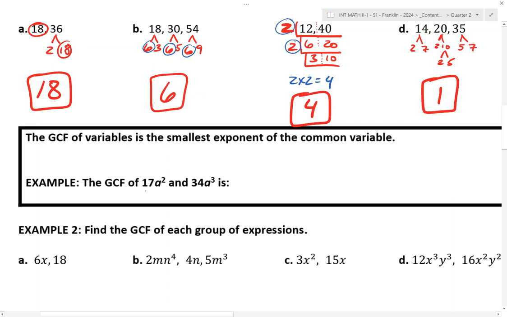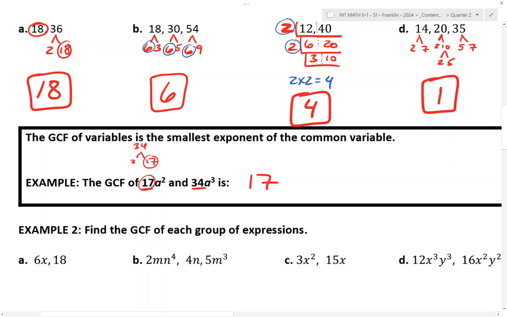Well, first look at the coefficients. We have 17 and 34. So the GCF of 17 and 34 is 17 because 17 is prime, and if you divide 34 by 2, you do get 17. So that is the biggest number they both have in common.